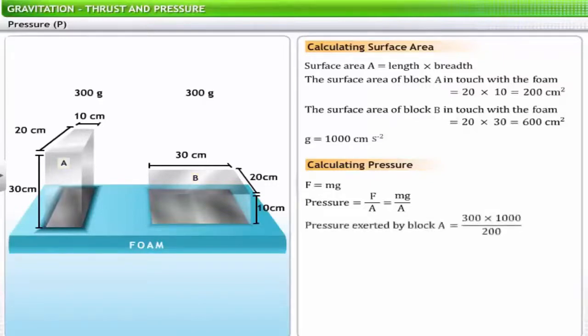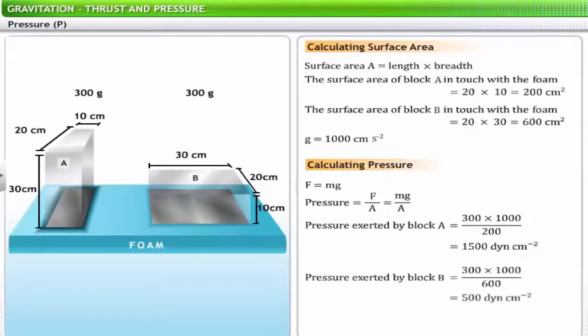The pressure of block A on the foam is 1500 dyne per centimeter square. The pressure of block B on the foam is 500 dyne per centimeter square.